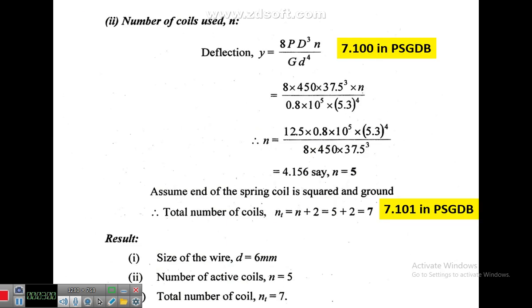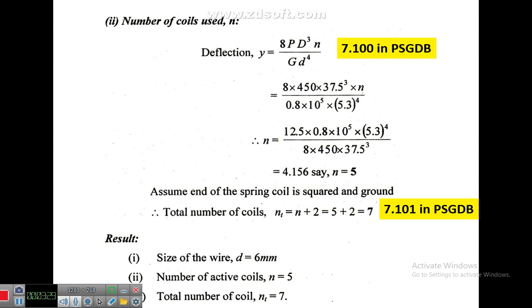Then coming to the next calculation, number of coils, we have one more formula that is available on page number 7.100 in the PSG data book, that is y equal to 8PD³n divided by Gd⁴. Substitute all the values. So n is the only unknown we have to find. Keep it on the left side and the remaining on the right side. So you got 4.156. Make it a round value because it's going to be a count. So n is 5, the final answer.